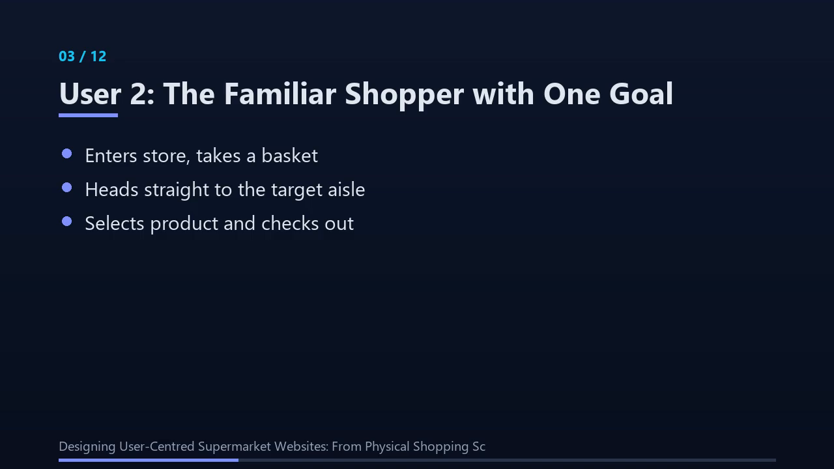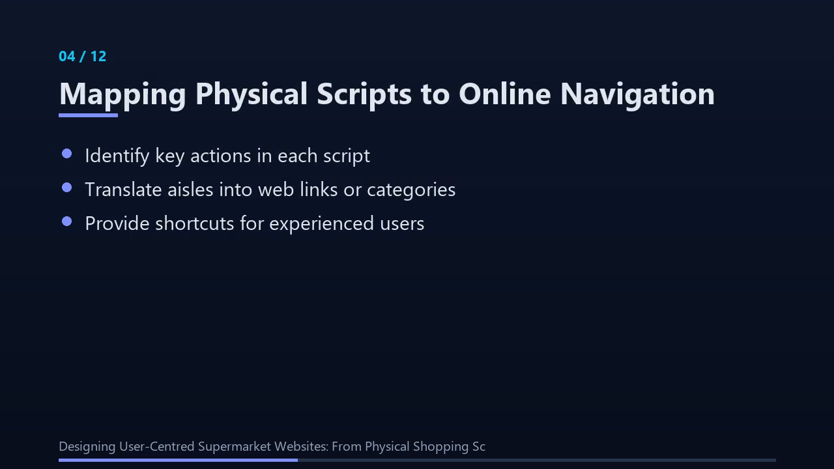The entire journey consists of 4 actions, highlighting how experienced users value speed and minimum navigation. A well-designed website must allow this user to bypass intermediate steps, offering a direct path to the desired product. The challenge for designers is to translate the physical actions, walking, taking a trolley, scanning aisles, into digital equivalents.